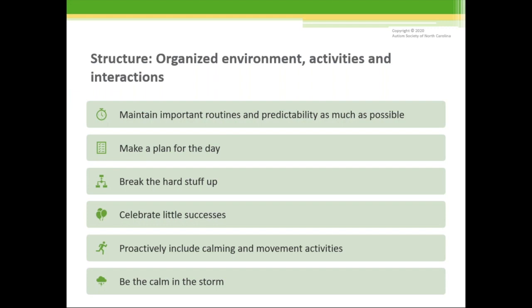So the big strategies or main areas I'm going to touch on, and I'll go into a little bit of depth on each of these, is of course to maintain important routines and predictability as much as you can, making a plan for the day to the best that you can, breaking the hard stuff up, and I'll talk about, of course, what I mean by that more, celebrating the little successes, proactively including calming and movement activities within the individual's day, and of course within your own day as well. This is critical for all of us right now, but particularly for folks with autism. And then finally, being the calm in the storm. So these are the big areas I'm going to touch on tonight.